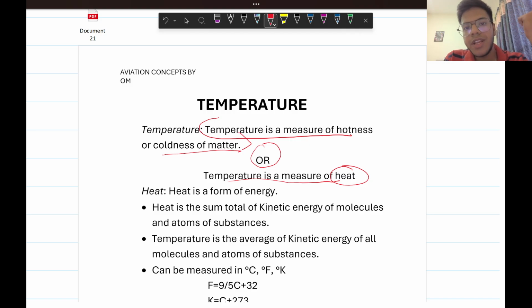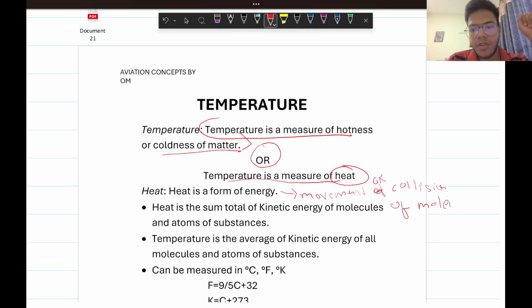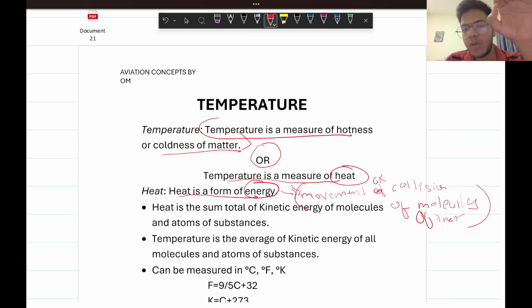Now, how does heat form? Heat is formed by movement or collision of molecules. Okay, this is the definition of heat. You can say heat is a form of energy, and this energy is produced by movement or collision of molecules of that particular matter or of that particular body.